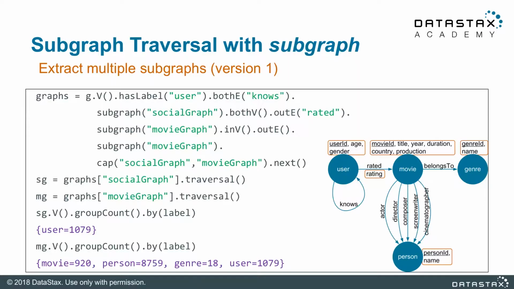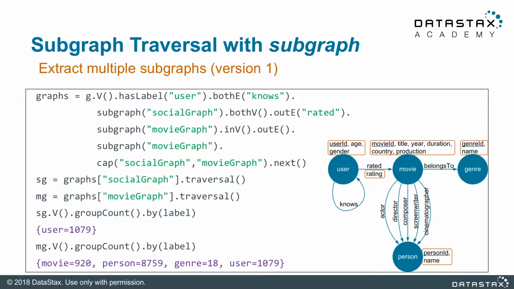Now, a subgraph traversal does not have to be limited to only extracting one subgraph. In this example, we are going to extract 2. We are going to start with all users and get the edges that connect them. That is, get all of the nose edges in the graph. This is kind of the whole social network.